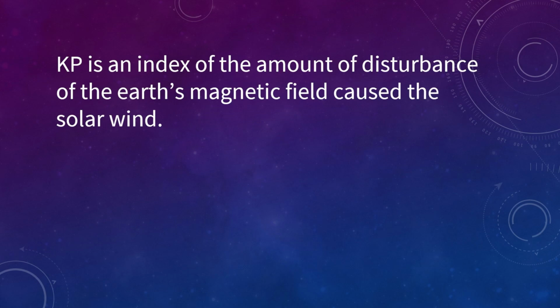So a simple definition is it's an index of the amount of disturbance of the Earth's magnetic field caused by the solar wind. So let's break that down a little bit. It is an index like the Richter scale for earthquakes or the hurricane category number, for example, a category 4 hurricane. KP goes from 0 to 9. Scientists use magnetometers to measure the Earth's magnetic field. When the solar wind is strong, it causes fluctuations in the field. This is a way of indirectly measuring the strength of the solar wind from the ground.